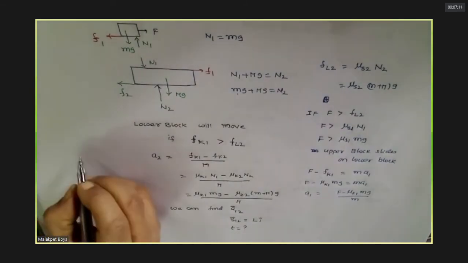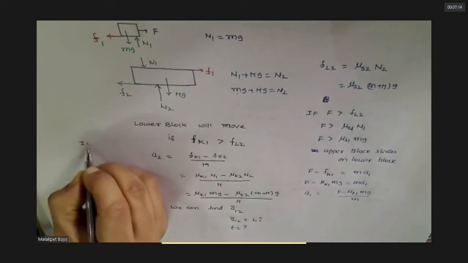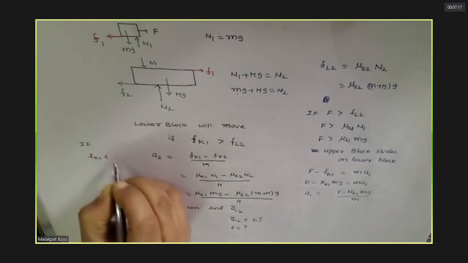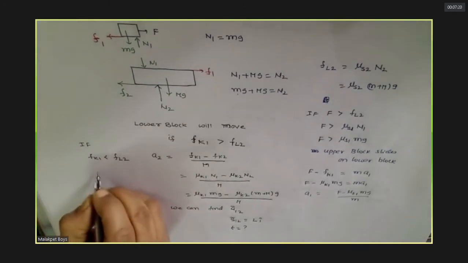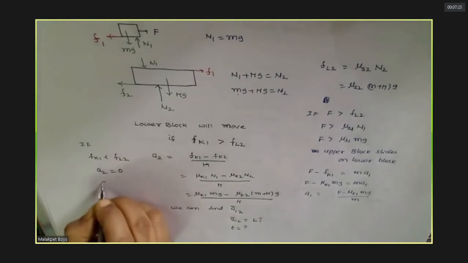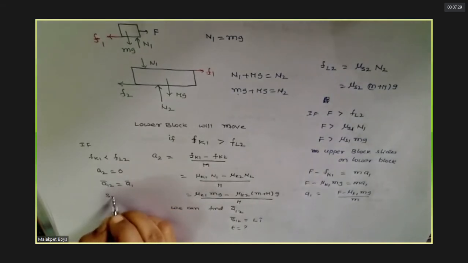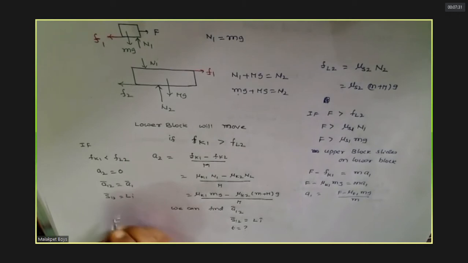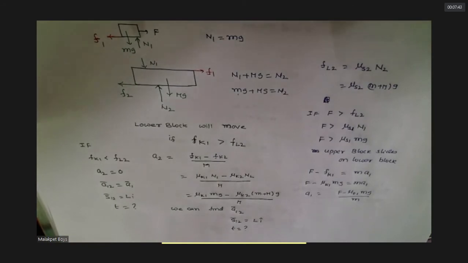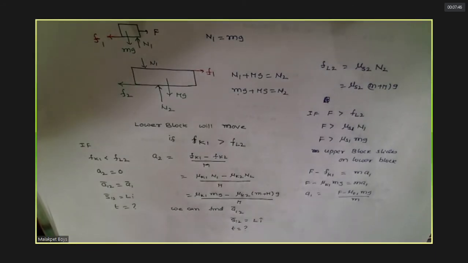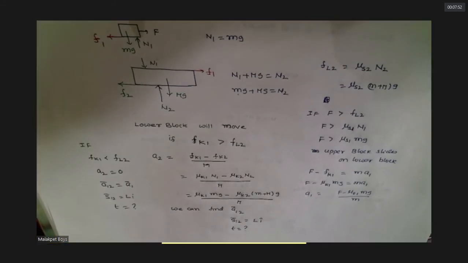Now we can say that if the upper block, which is trying to cause motion of the lower block, is not able to, then A2 will be 0. So A12 will be only equal to A1, and S12 equals L. Accordingly, you can find the time. Understood this? These are the aspects where a problem will be given. How to solve, I am explaining. The numericals will be given. Any doubt?